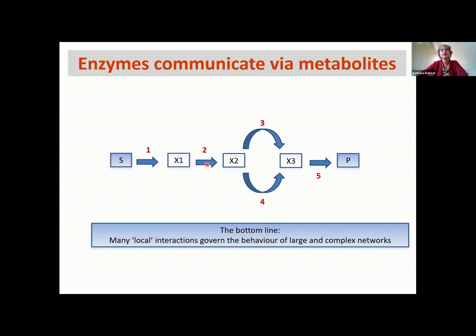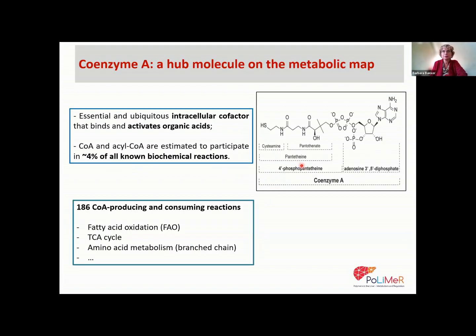So assume we have a mutation in this enzyme number 2, meaning that the activity is less. Then there will be less of the product of this enzyme, and the other enzymes will only know about this because they have less of a substrate. And then the next enzyme, of course, also has less of a substrate. And this is how this goes as a wave through the whole system. So this is how we model systems, but also how they behave. All these local interactions govern the behavior of very large and complex networks.